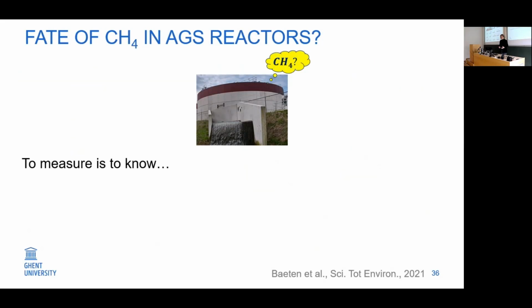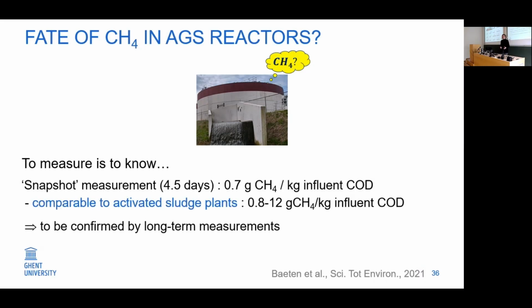So what I told you so far is some insights from model-based assessment, insights on the fate of methane in granular sludge reactors compared to activated sludge systems. But if you really want to know how much methane is emitted from these reactors, of course, we should measure it. And this is what we did as well. It was a short measurement campaign, 4.5 days. And then we saw it was actually, at that time at least, not too bad. The methane emissions were comparable to the ones of activated sludge plants. But this still needs to be confirmed by long-term measurements on these types of systems.